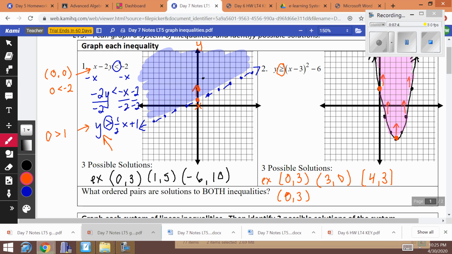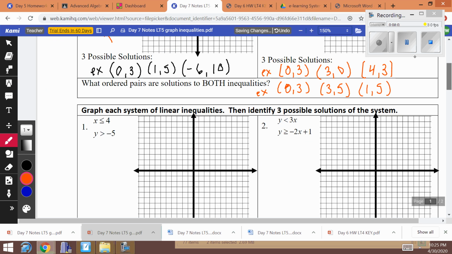Now we can pick other ones. If I picked 3, 0, no, that doesn't work in my linear inequality. But what about 3, 5? Would 3, 5 work? I think so. And 1, 5, which I picked for my linear one, also works for my quadratic. Again, these are just examples. All right, let's put these together then.